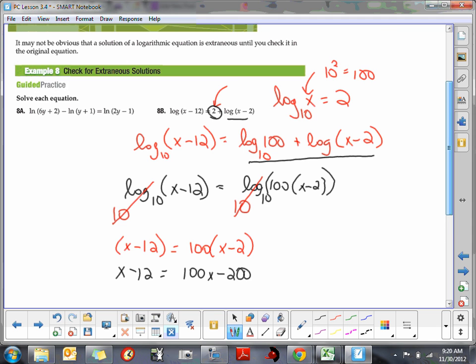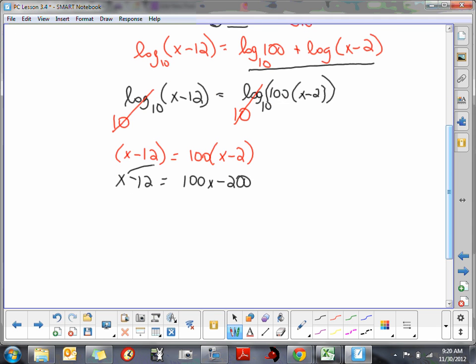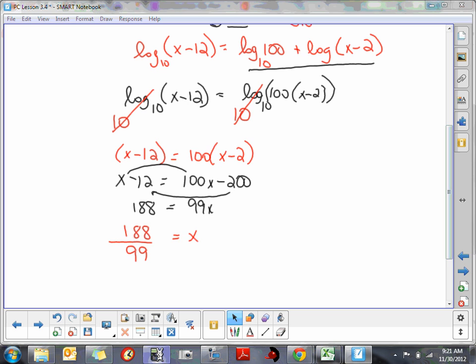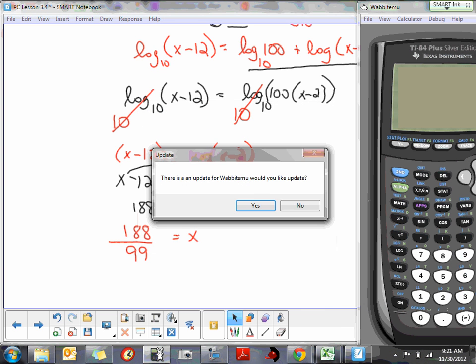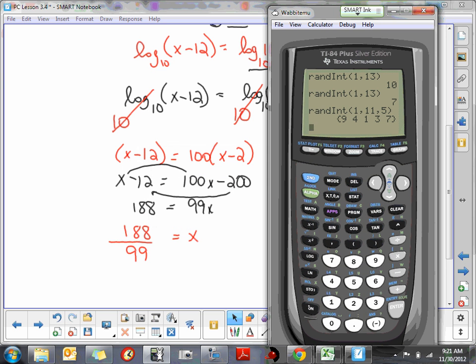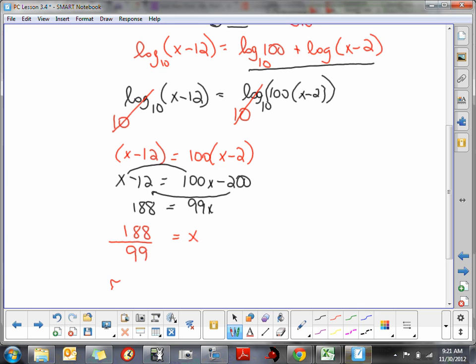Then we're going to isolate x's on one side since it's linear, so I'm going to move the x over here: 99x. Move the 200 over here, so adding 200 makes it 188. We have to divide both sides by 99. So it looks like our apparent solution should be 188 divided by 99. In order to check it, I think it's easier to get a decimal approximation. So I'm going to take 188 divided by 99, and that is approximately 1.9.